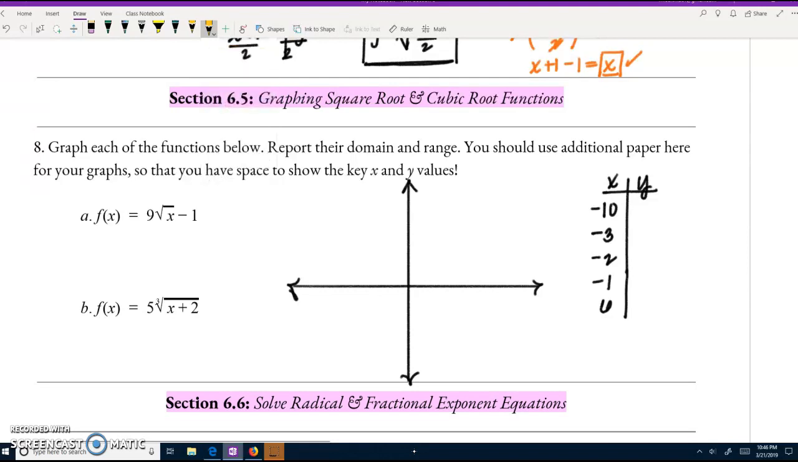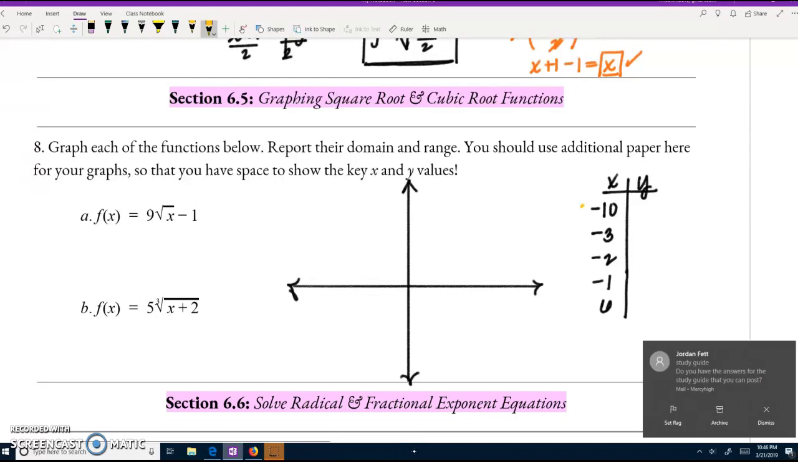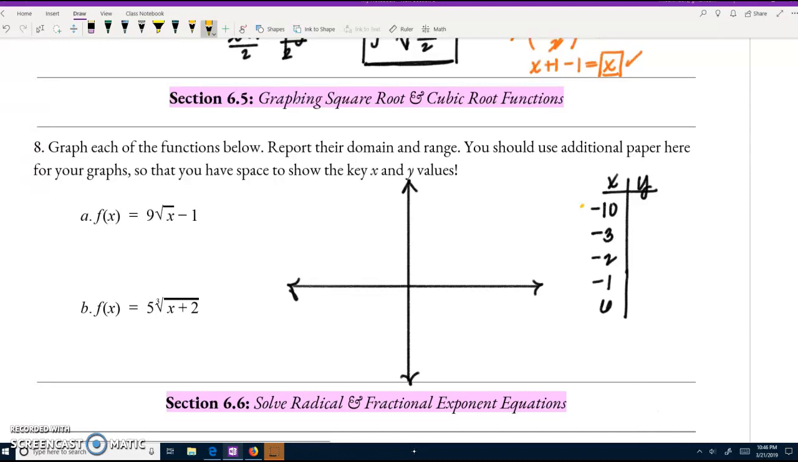So first up, if I plug in -10 to this operation here, I'll have -10 plus 2. That will give me -8. Then -8, if I cubic root that, I'll have 5 times the cubic root of -8, which is 5 times -2, which is equal to -10 as well. If I plug in -3, the result that I'll get out is -1 times 5 will be -5. -2 will be 0. -1 will be +5. And 6 will be 5 times 3, which will give me 15 here.